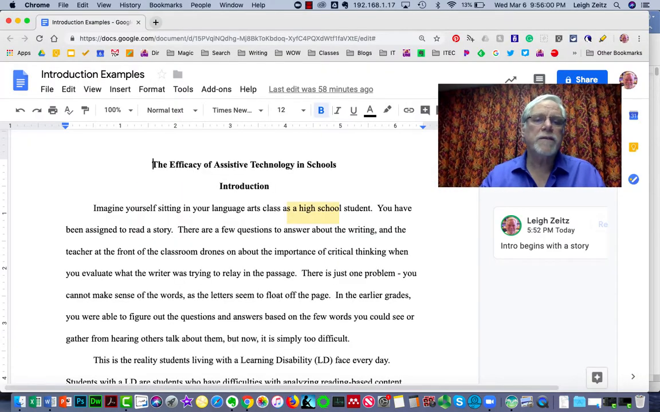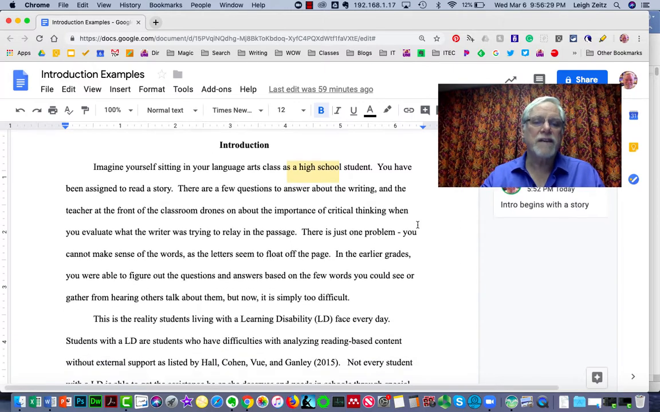Okay, here's some examples. This first one has to do with the efficacy of assistive technology in schools. You'll start out and notice it says, imagine yourself sitting in your language arts class as a high school student. You've been assigned to read a story. There are a few questions to answer about the writing, and the teacher in the front of the class drones about the importance of critical thinking when you evaluate what the writer is trying to relay. Just one problem: you can't make sense of the words. So in other words, they're setting this up. This is definitely something that's going to capture my attention, and it starts out with a story.